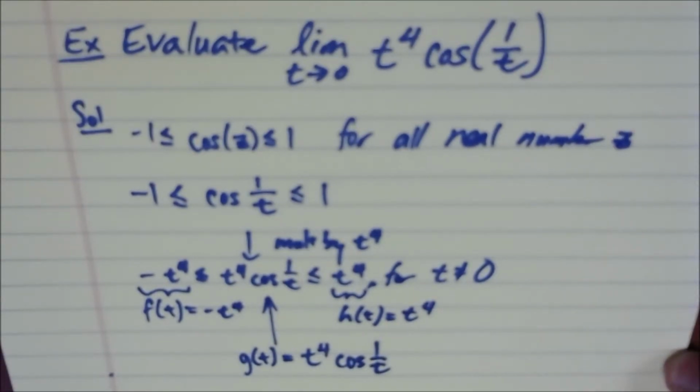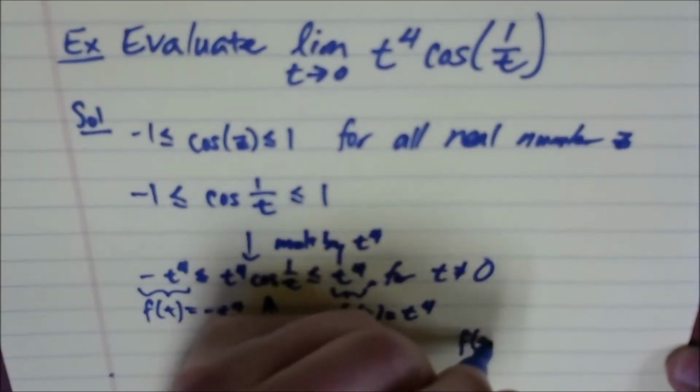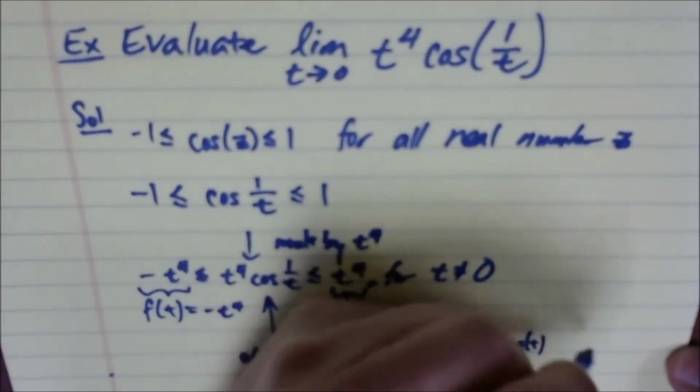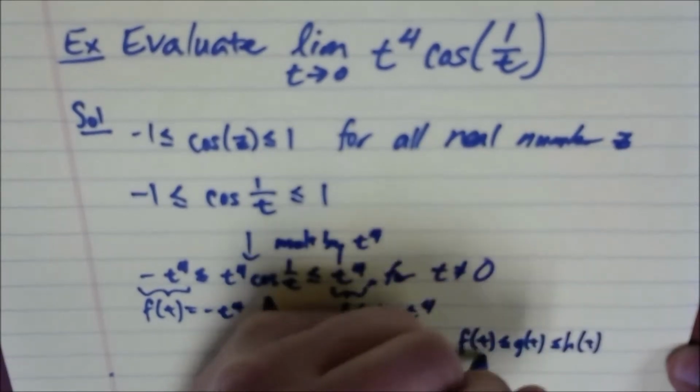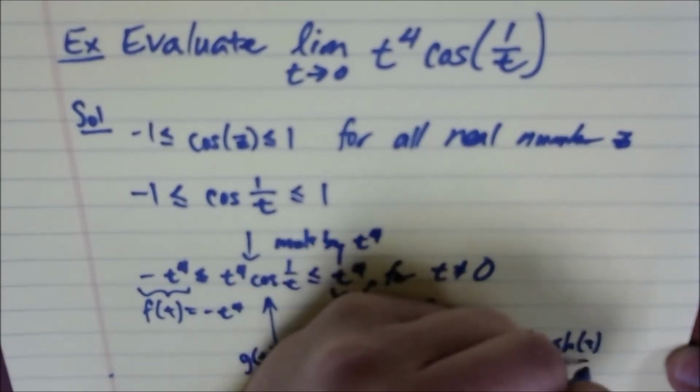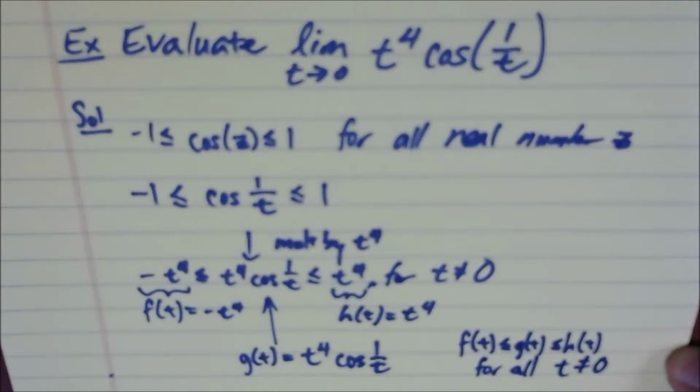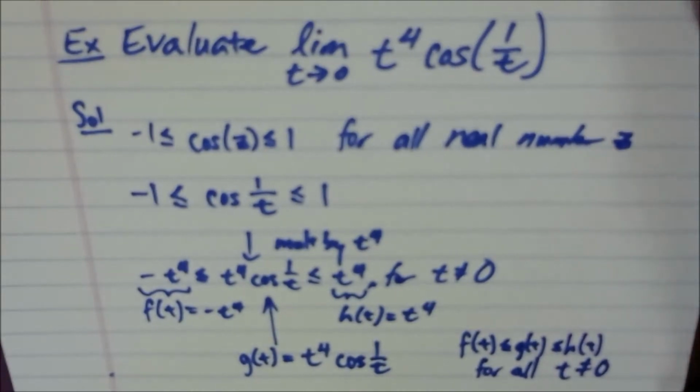What we've just established here by naming these functions f, g, and h is that f of t is smaller than g of t, which is smaller than h of t for all t which is not equal to 0. So that's the first requirement for the squeeze theorem that we've established. The second thing that we're going to need is actually now take these functions, let's just rewrite them here. So f of t was negative t to the fourth, and h of t was t to the fourth.